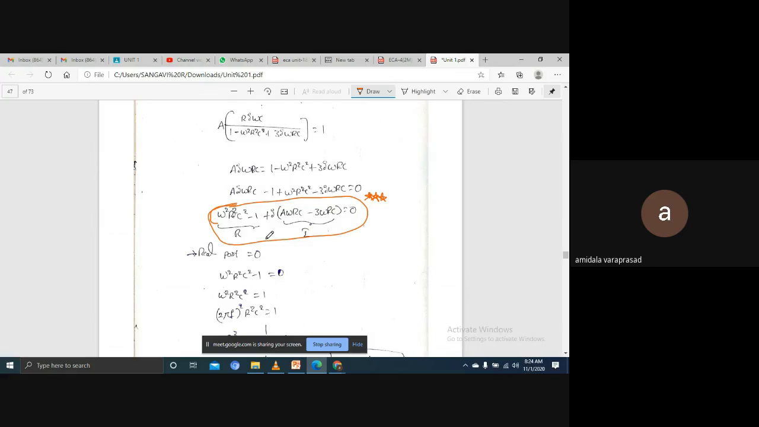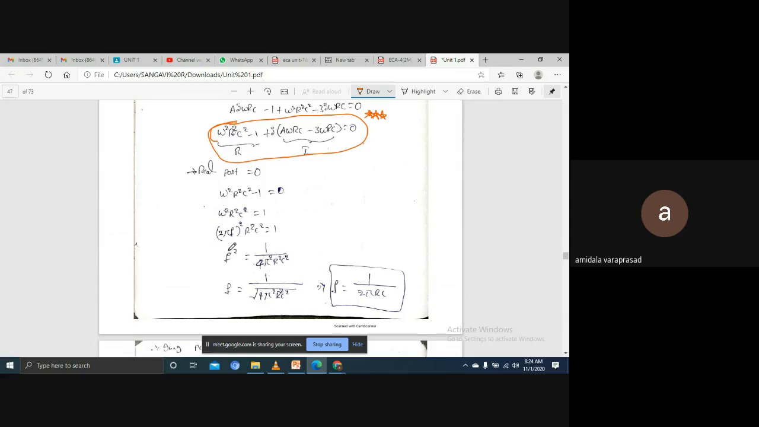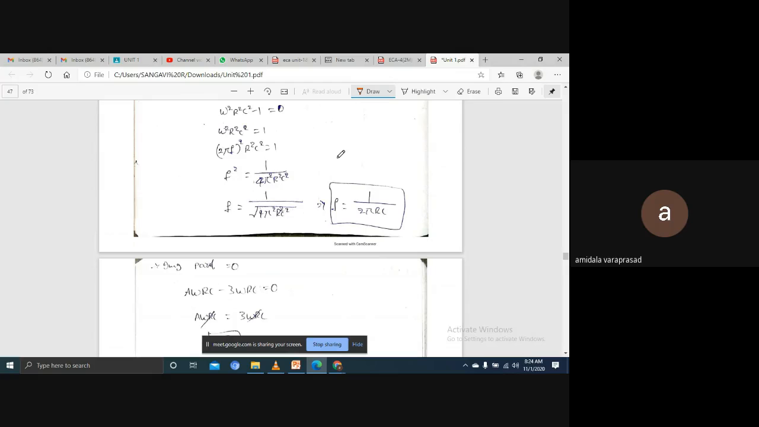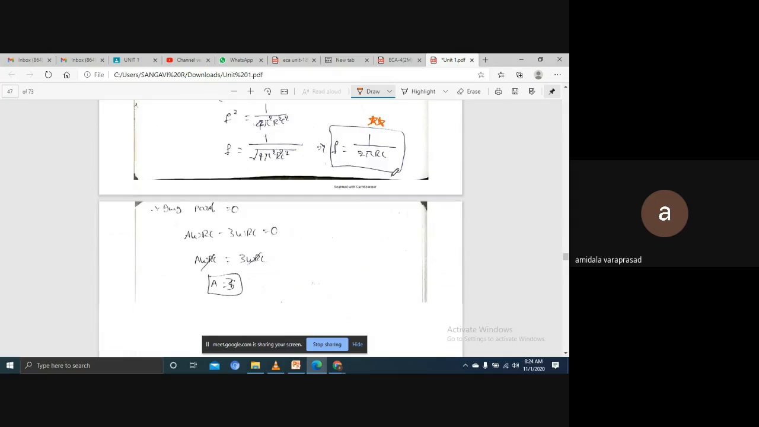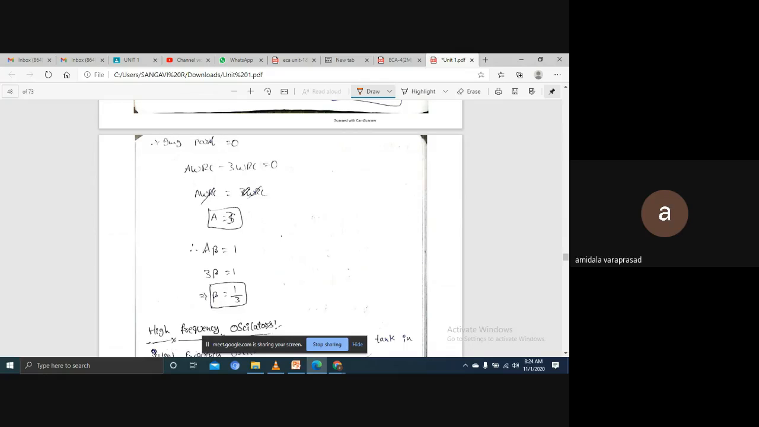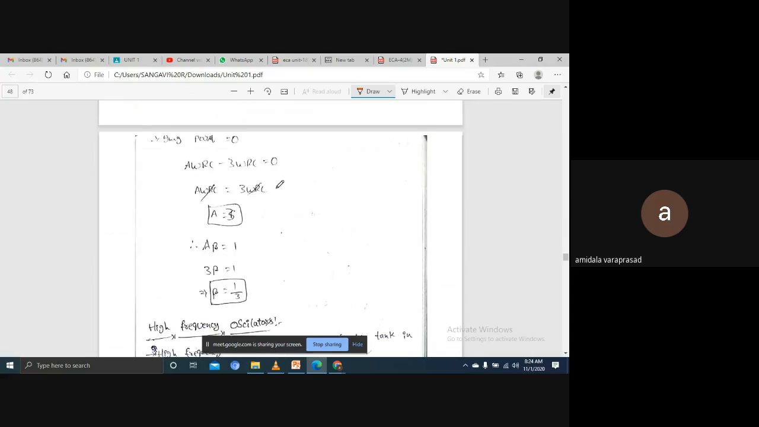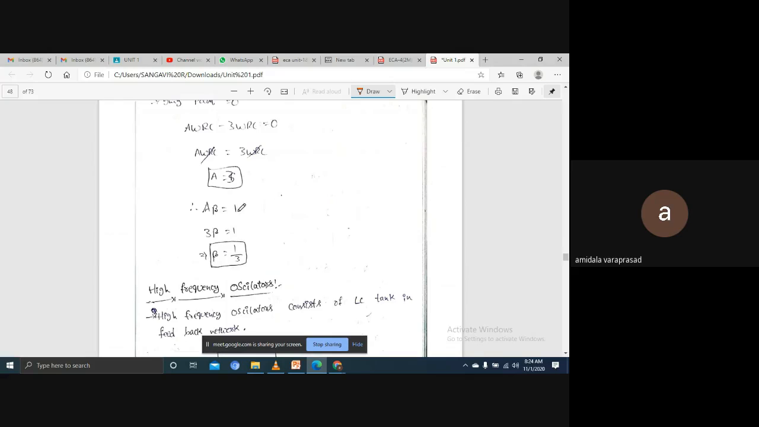Here, the real part you can equate to 0. Then we are going to get the f value: f is equal to 1 by 2 pi RC. Based on this, they ask problems a lot of times. The next one is imaginary part equal to 0. We are going to get the beta value: A is equal to 3 and beta is equal to 1 by 3, so that A beta is equal to 1.